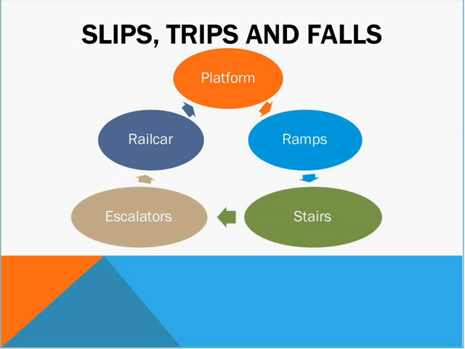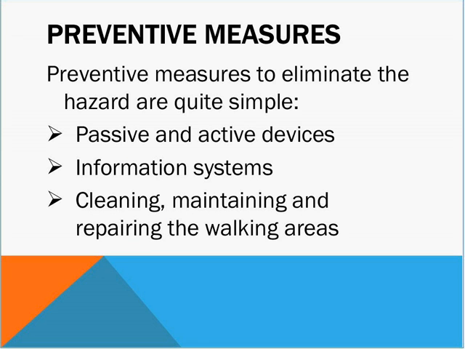Let's now take a look at slips, trips, and falls. In these particular environments, the platform, rail car, escalator, ramp, and stair environment, the preventive measures for slips, trips, and falls are quite simple, and that is when a hazard is identified, try to eliminate that hazard. The way to eliminate the hazard in the first place is by having passive and active devices to provide information to the pedestrian and to keep the areas where pedestrians are transporting themselves through clean and maintained and repaired, and make sure that the walking area doesn't have gaps.